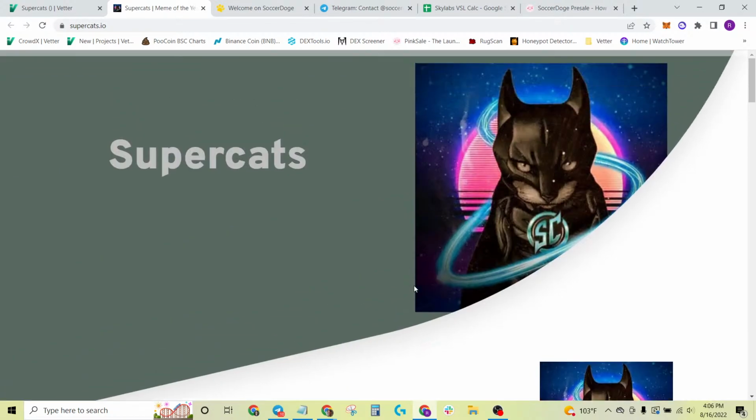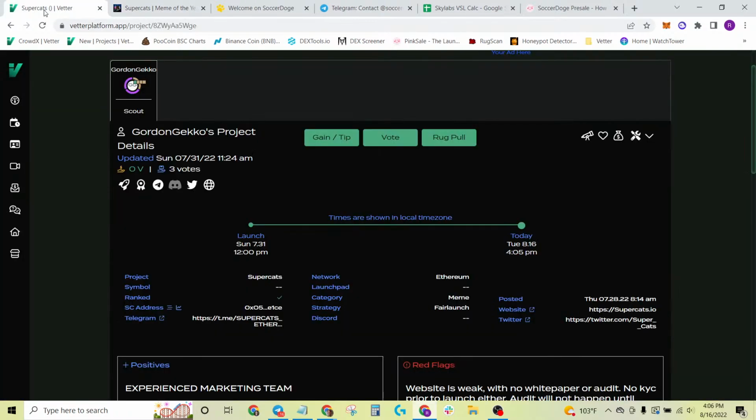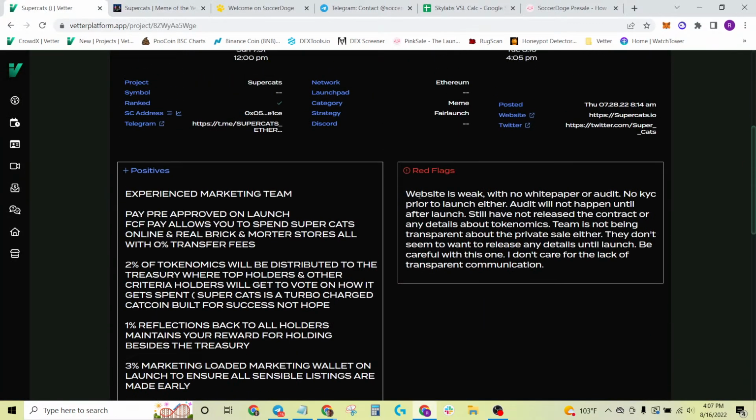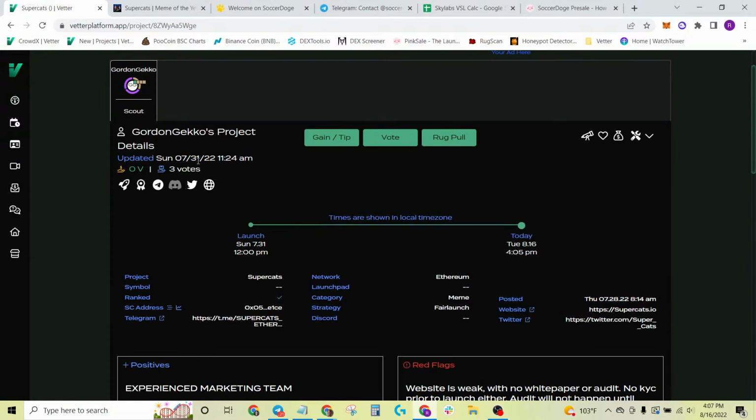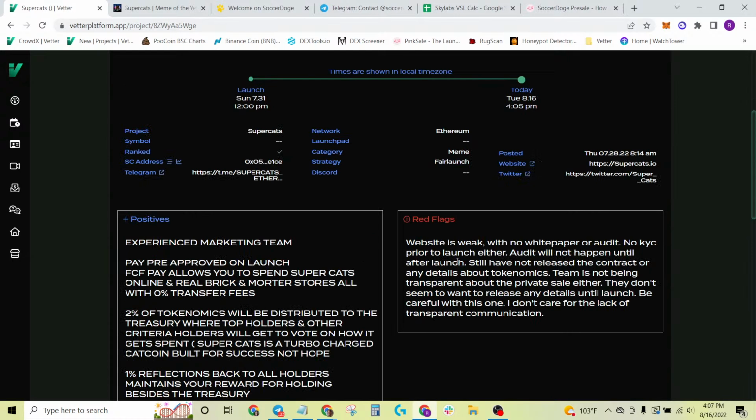Guys, we could come together right now and copy a contract, outsource a website. We could have this up and running today. Okay? It looks shady. It looks like a joke. It looks like all these things. Okay? So we go over to the vetting report and let's read what the red flags are. This is the red flags from Gordon Gecko. It says, website is weak with no white paper or audit.